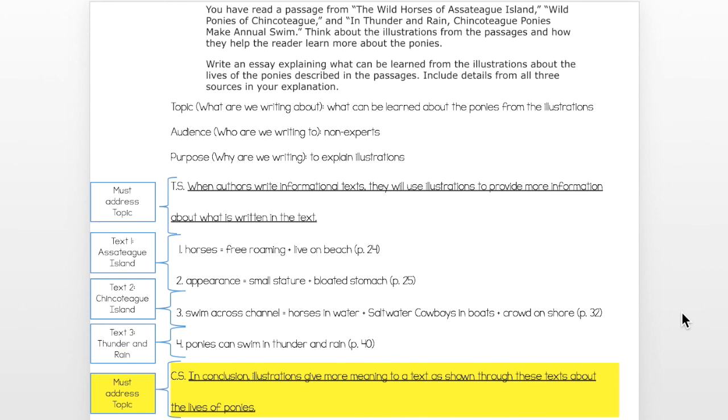So to conclude, again, we're addressing our topic. In conclusion, illustrations give more meaning to a text as shown through these texts about the lives of ponies. And there we have our completed outline. We are ready to write our essay. Remember, you need to convert your 4 details into strong, complete sentences. And remember, you are going to use your transition words to make your essay even more organized and beautiful.